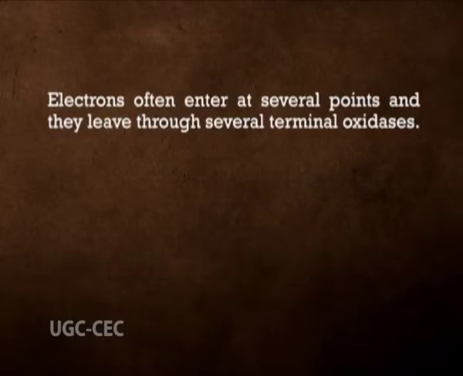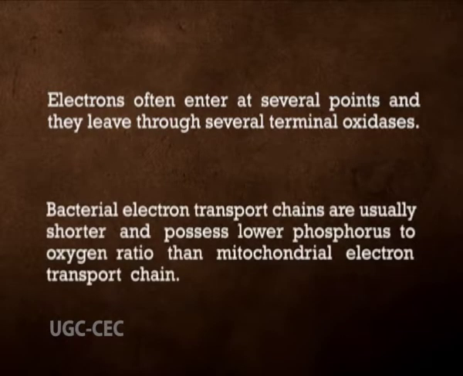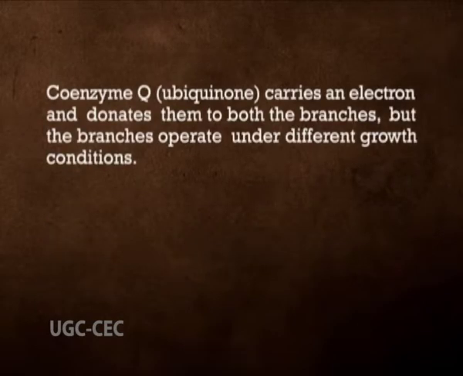Bacterial electron transport chains vary in their electron carriers, for example in their cytochromes, and are usually extensively branched. Electrons often enter at several points and they leave through several terminal oxidases. Bacterial electron transport chains are usually shorter and possess a lower phosphorus to oxygen ratio than the mitochondrial electron transport chain. Coenzyme Q, also known as ubiquinone, carries electrons and donates them to both branches. But the branches operate under different growth conditions.